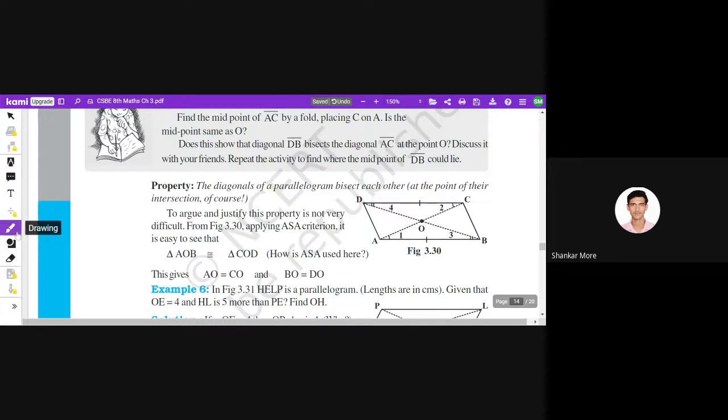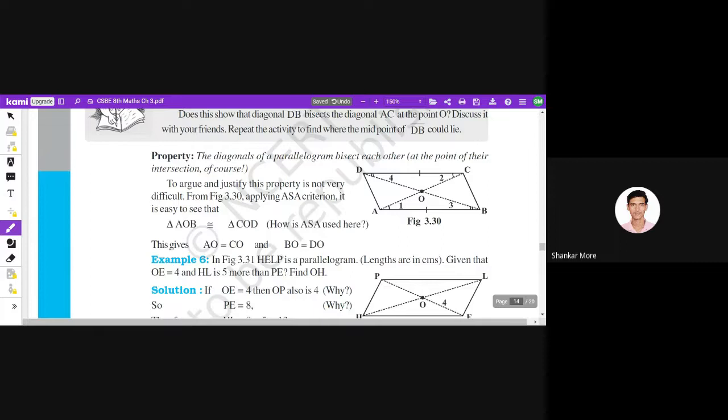Okay, so we can prove this property. To justify a property is not very difficult. Again, we have to take the ASA criterion, and it is easy to say that triangle AOB, this triangle we are talking about, and triangle COD, this one, can be proven congruent by which criterion? It is ASA. Now, how ASA, students?